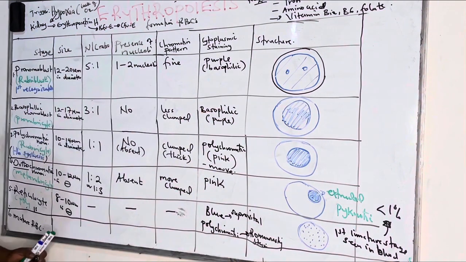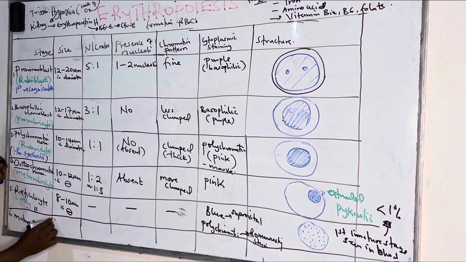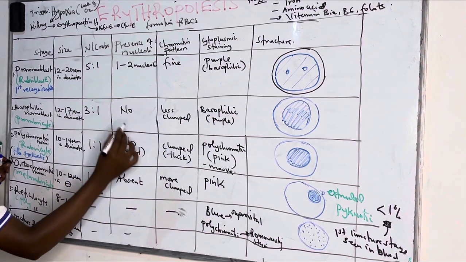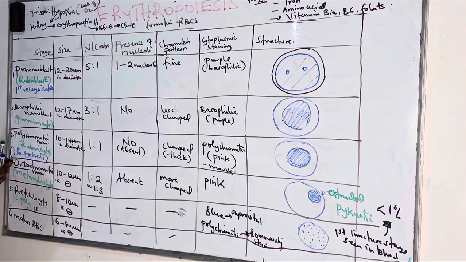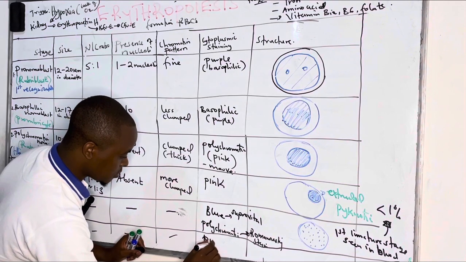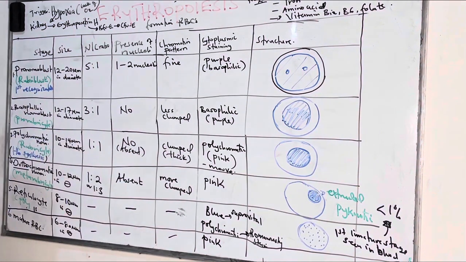Then lastly, we want to look at a mature red cell. This mature red cell measures 6 to 8 micrometers in diameter. Of course, there is no nucleus and no nucleoli. It stains pink. Here it has become intense pink because much hemoglobin has been formed.